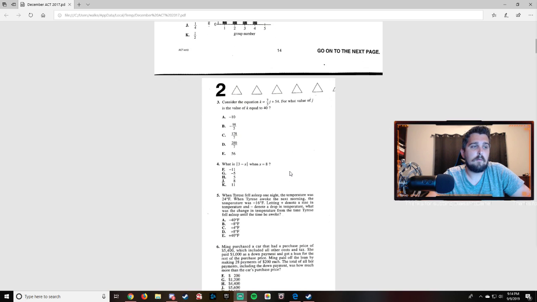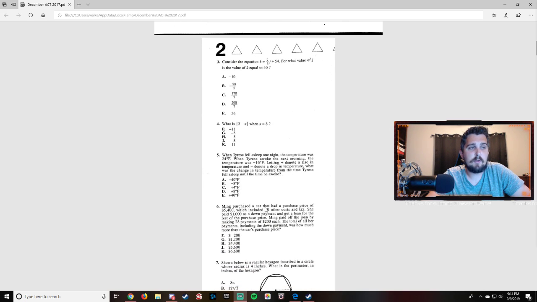So, when you're reading through and it says Ming purchased a car that had a purchase price of $5,400, which included all the cost and the tax, which is something people like to skip. She paid $1,000 as a down payment and got a loan for the rest of the purchase price. Ming paid off the loan by making 28 payments of $200 each. The total of her payments, including the down payment, was how much more than the car's purchase price?